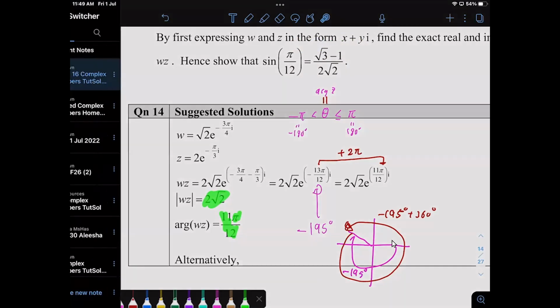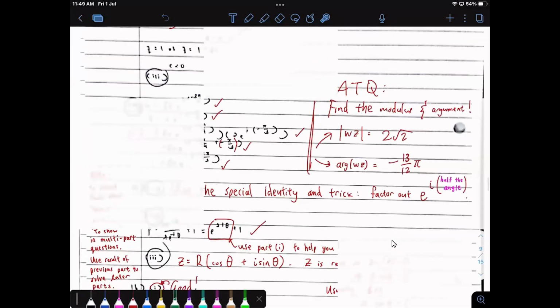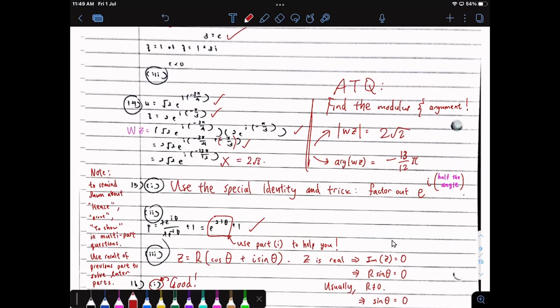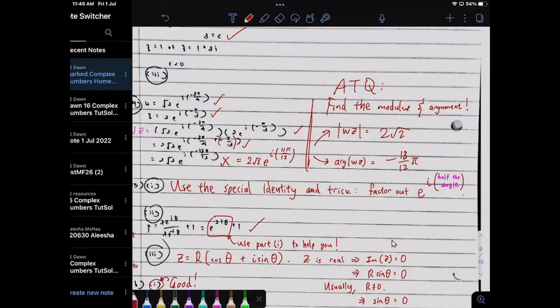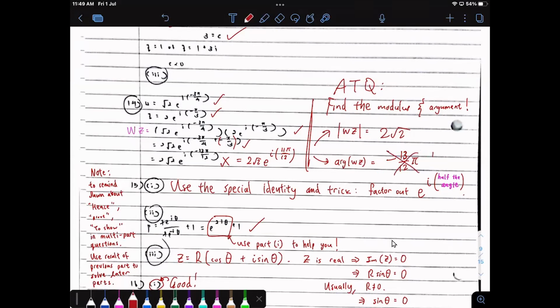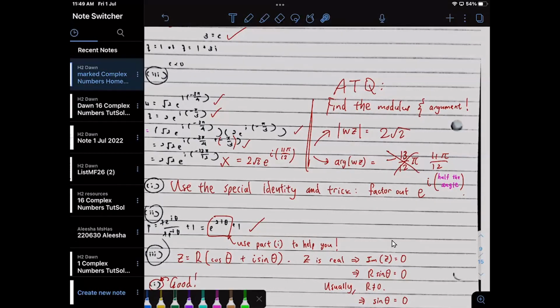Let me just go back and mark your question again. This is wrong. Sorry, this one is not correct. Still need to convert into the principal range. So it's 11 pi over 12. Yeah, this is wrong. Sorry. I'll send you the updated file later. Okay, Ken, that's question 14.